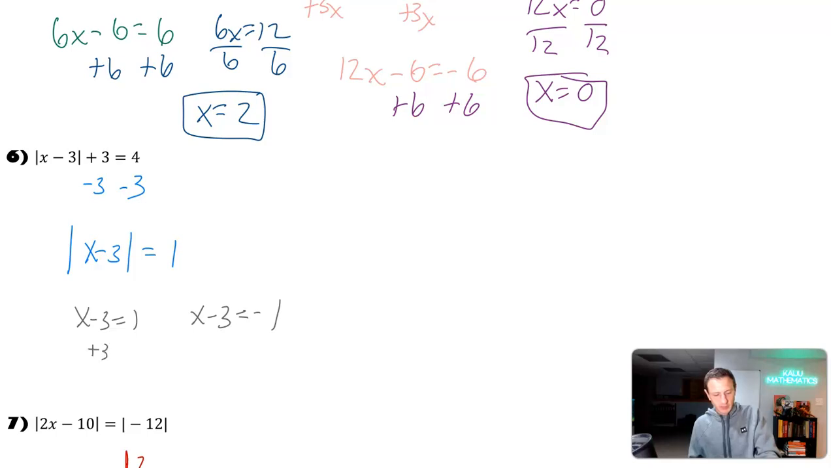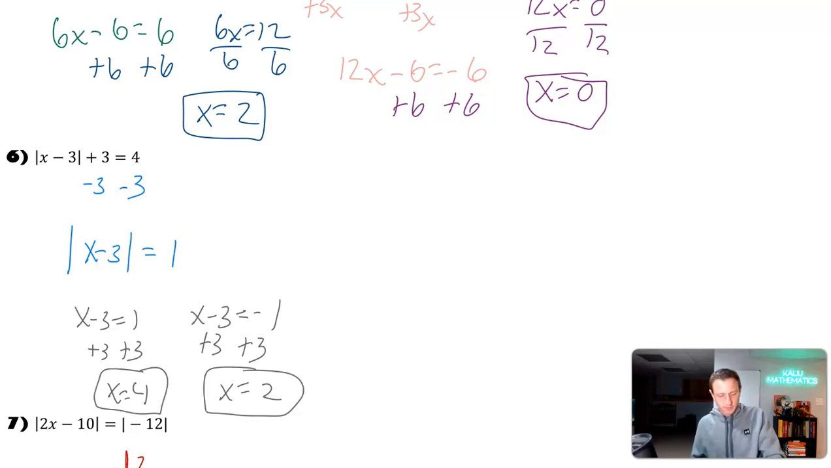So I'm going to add 3 to both sides. So I get x equal to 4. Then I'm going to add 3 to both sides here. So x equals negative 1 plus 3, which is positive 2. So those would be my two potential solutions.